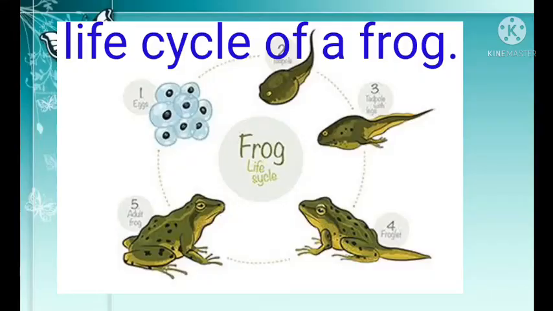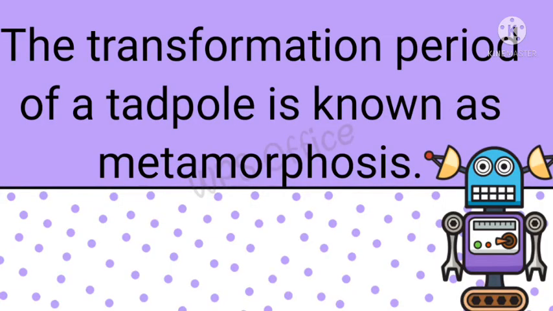Now, let us look at the life cycle of a frog. The life cycle of a frog involves 5 stages. You have the egg stage, the tadpole stage, the tadpole with legs, the tadpole with front leg and back leg. Then you have an adult frog. The 4th stage is also known as the froglet stage.